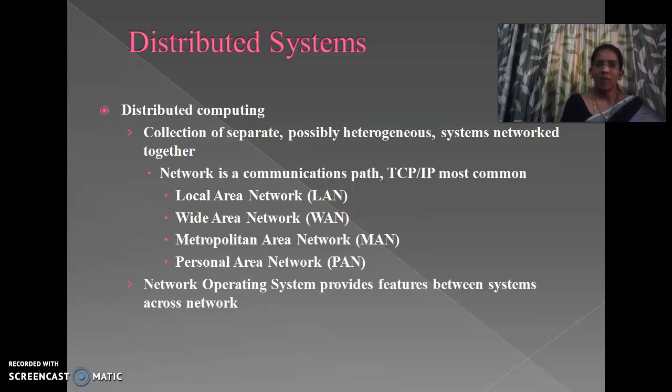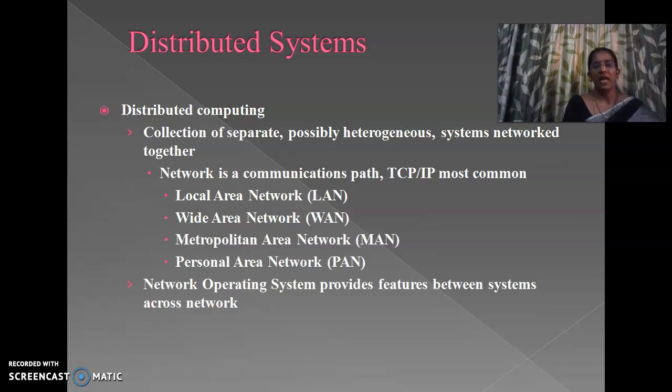And what is meant by distributed computing? Distributed computing is a collection of separate heterogeneous systems networked together. Why are these connected together? To perform the user task efficiently and conveniently, and it also increases the speed of execution. And how are the distributed systems arranged? These distributed systems are arranged in four ways. Those are LAN, local area network; WAN, wide area network; MAN, metropolitan area network; and PAN, personal area network.